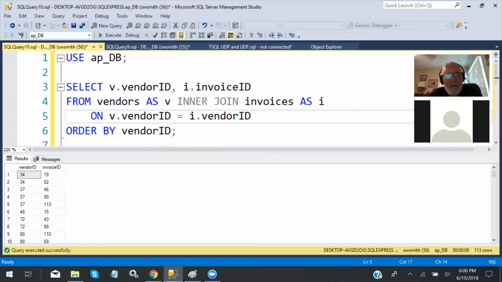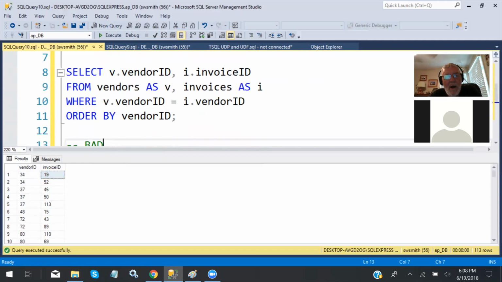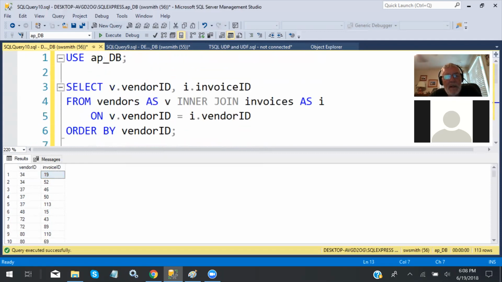Okay, so if we have an inner join, we must have an outer join. Properties of the inner join are, I only see results where we have a vendor ID and an invoice ID that match. Remember, the condition is that the vendor.vendor ID has to match the invoice.vendor ID. Well, what about vendors that don't have an invoice? They don't show up.